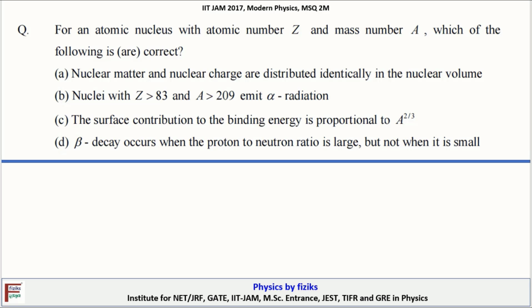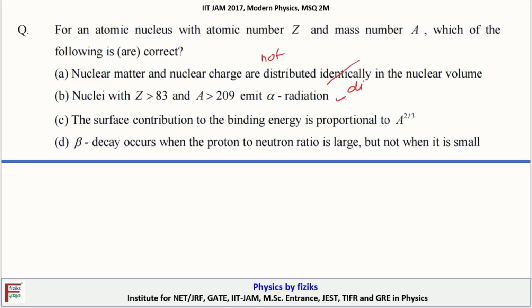For an atomic nucleus with atomic number Z and mass number A, which of the following statements are true? Nuclear matter and nuclear charge are distributed identically in the nuclear volume. They are not distributed identically. Nucleus with Z greater than 83 and A greater than some value emits alpha particle, yes. This statement is correct: a nucleus having atomic number Z greater than 83 emits alpha particle.